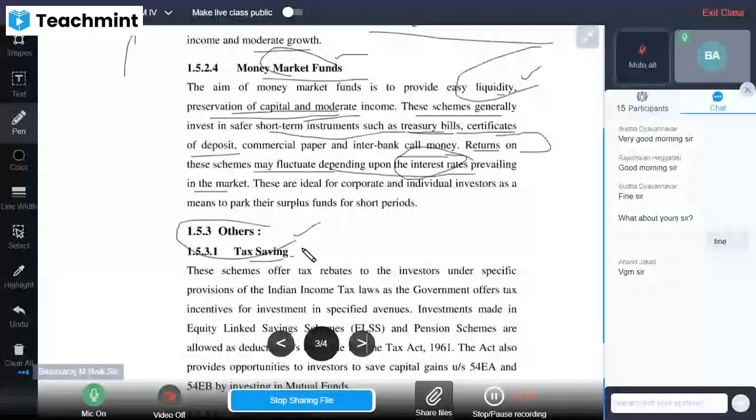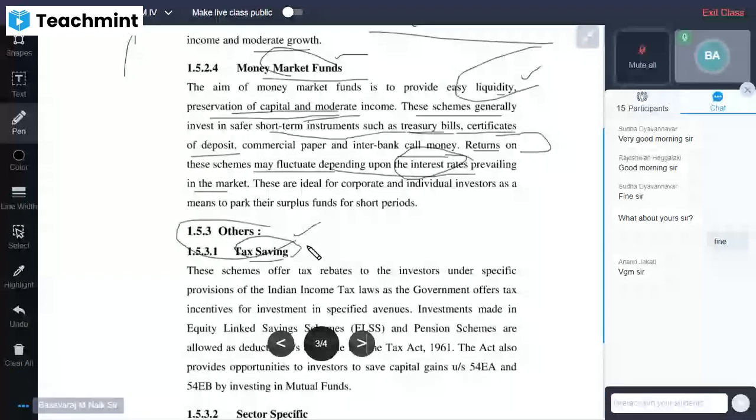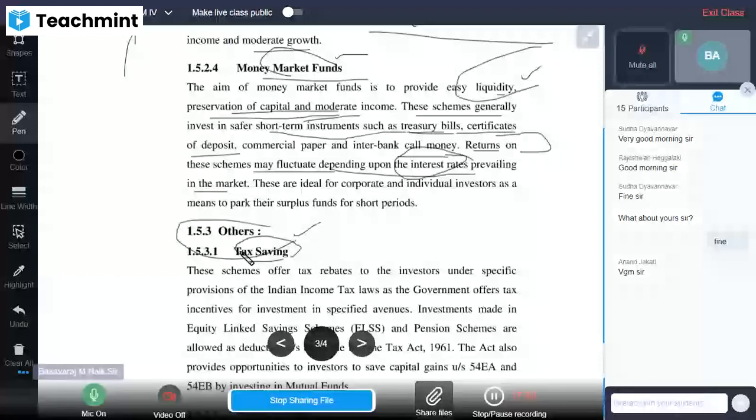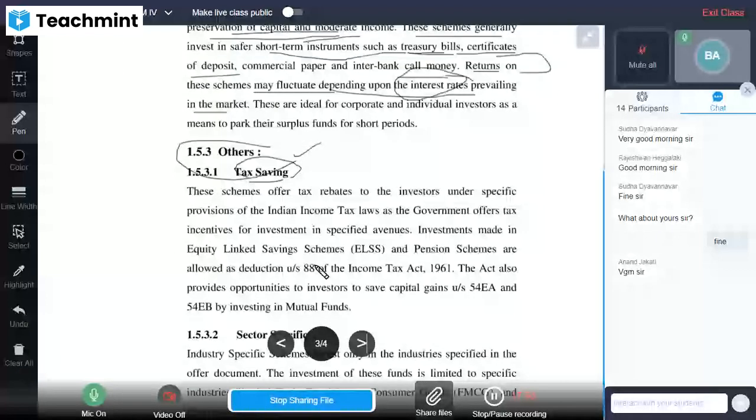The first one is tax saving. Tax saving schemes or tax saving funds are nothing but a way to save taxes. What are all the schemes available, right? You can say that IDFC Tax Advantage Fund is there. Kotak Tax Saver Fund, Direct Plan Growth fund is there for tax saving. So an investor can save their taxes by investing into a specific kind of mutual fund.